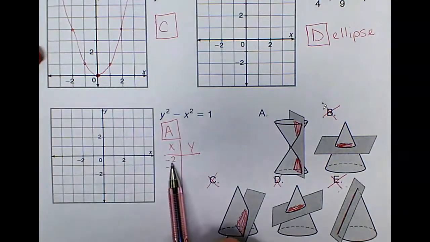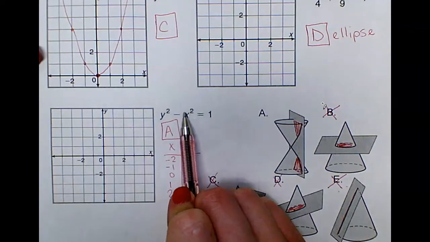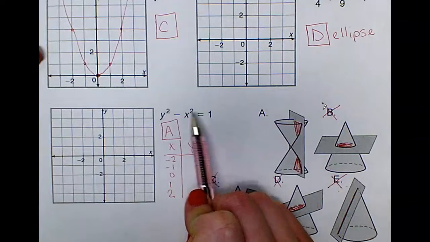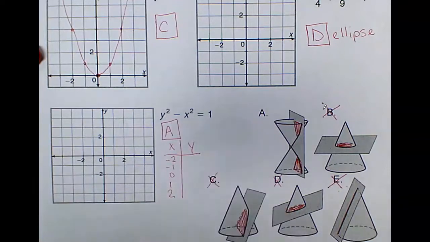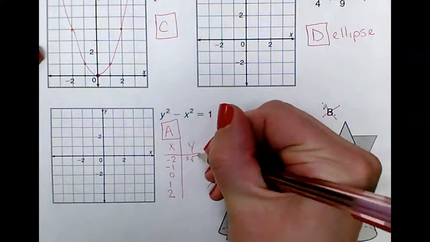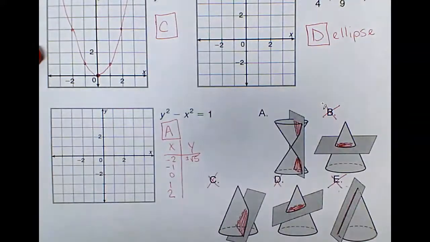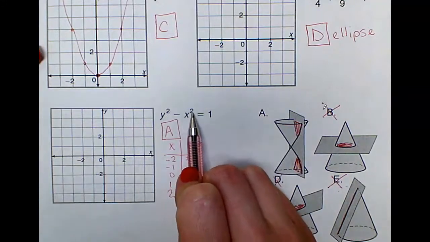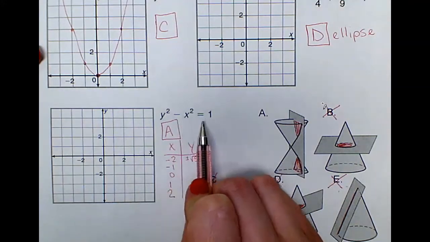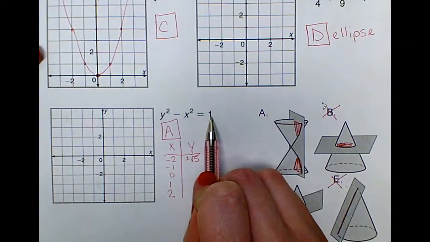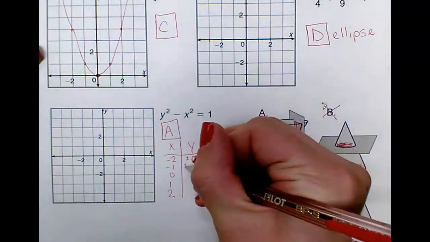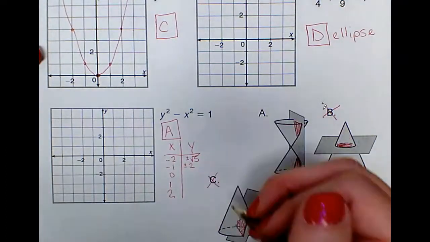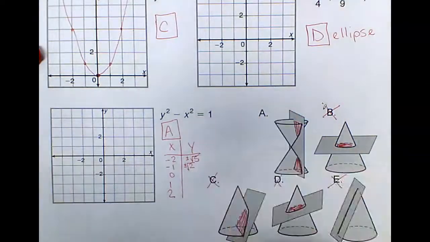So if I substitute -2 for x, -2 squared is 4. If I add 4 to both sides, I get a 5. And y squared equals 5 gives me a y value of plus or minus the square root of 5. If x is -1, then I'm going to put -1 here. -1 squared is 1. If I add 1 to both sides, I get y squared equals 2. And that gives me a y value of, sorry, plus or minus square root of 2.